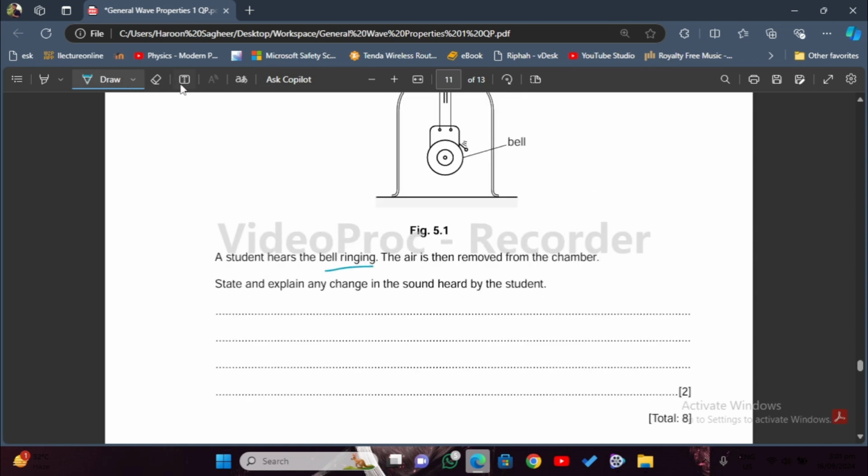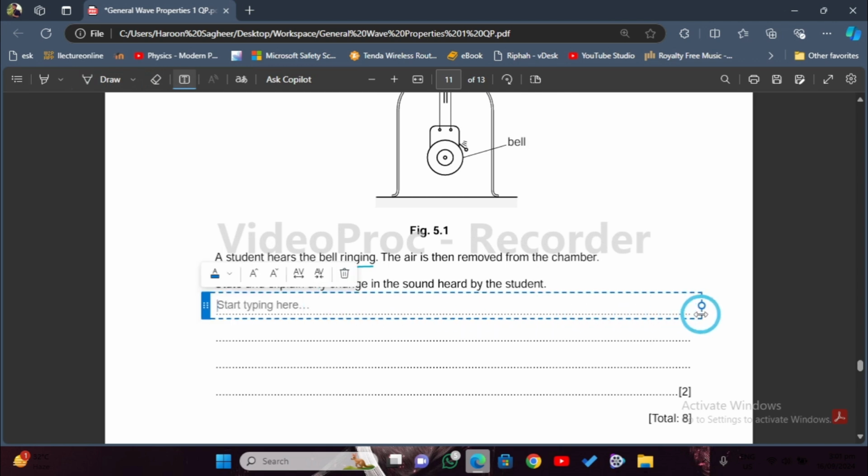Now that is very easy, because sound requires a medium to propagate. If there is no medium, or if the air particles are slowly leaving the medium, the sound will fade and become fainter.